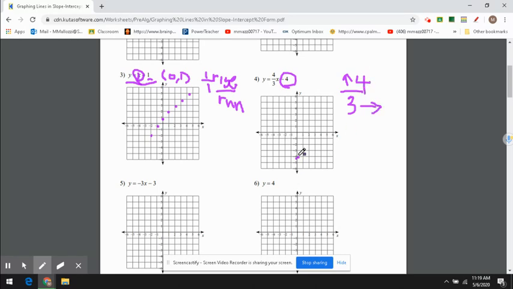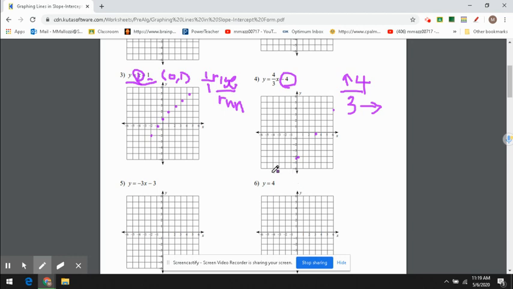So we're going to go 1, 2, 3, 4, 1, 2, 3. There we go. There's our second point. Now we go up 1, 2, 3, 4, run to the right, and there we are. Alrighty, and then we just connect those dots to form a line. Alrighty, let's take a look at number 6. Everybody go to number 6.